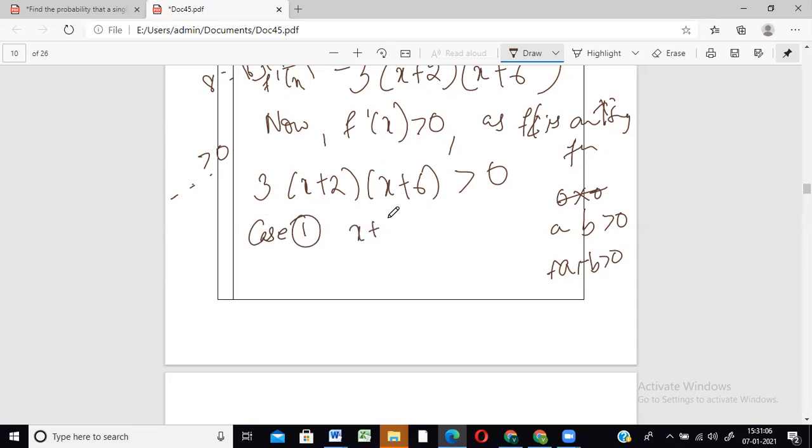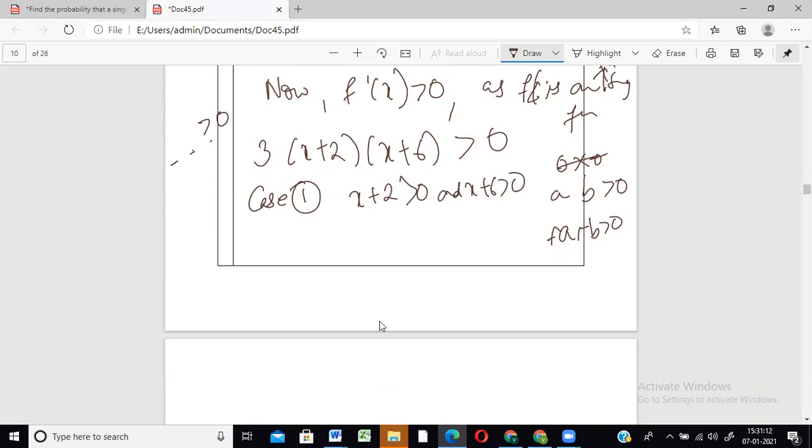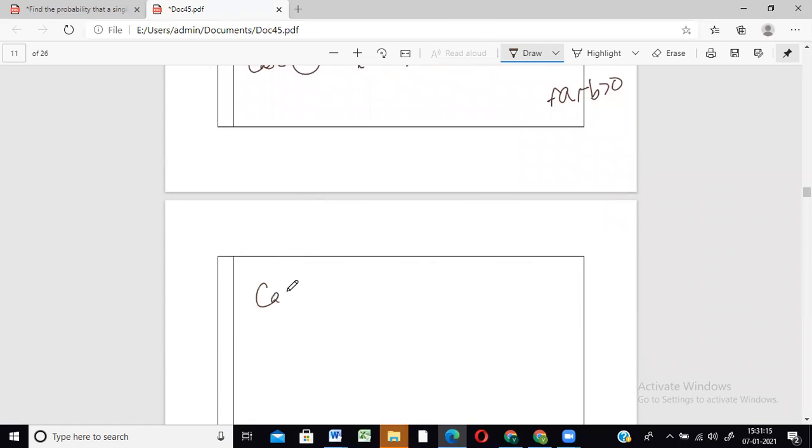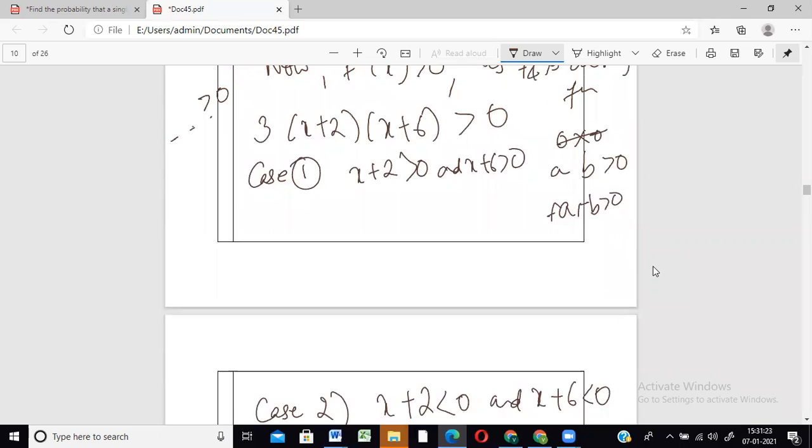Case 1 will be both positive. Case 2, should I write over here? One second. We have something to be written over there, but let me write that a little later. Okay.